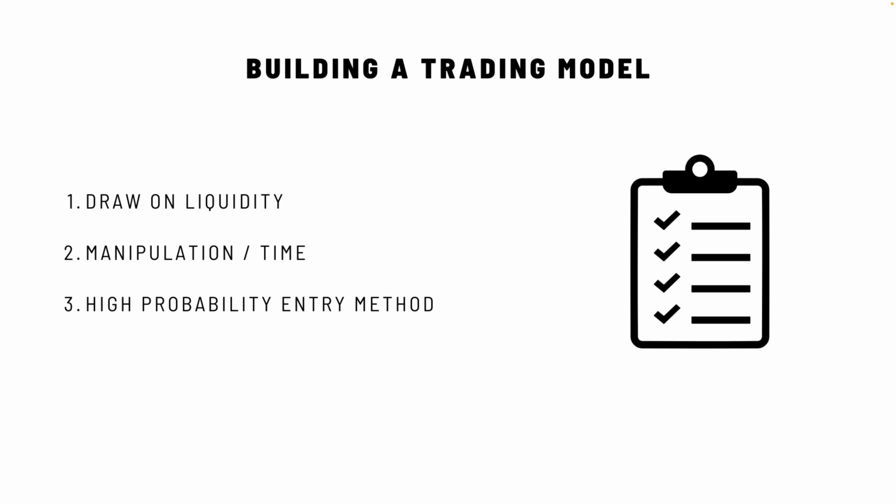Now, number two, manipulation/time. I've grouped these two together, and this will make more sense as we progress throughout this lesson. But after we have established a draw on liquidity, we want to see clear manipulation during specific times of the day. After we have a clear draw on liquidity, after we see clear manipulation at the correct time of day, we utilize a high probability PD array to enter our position.